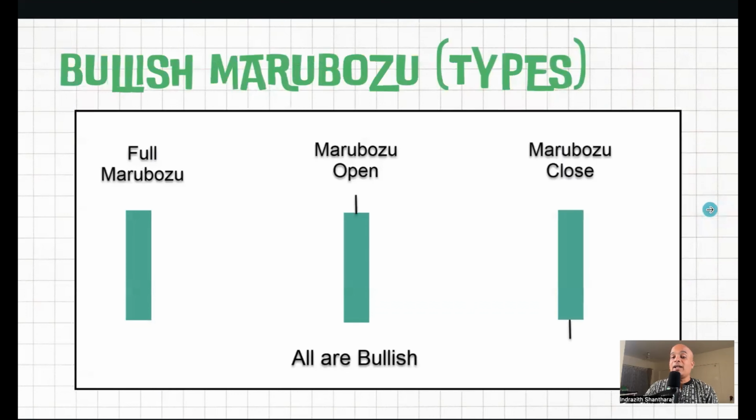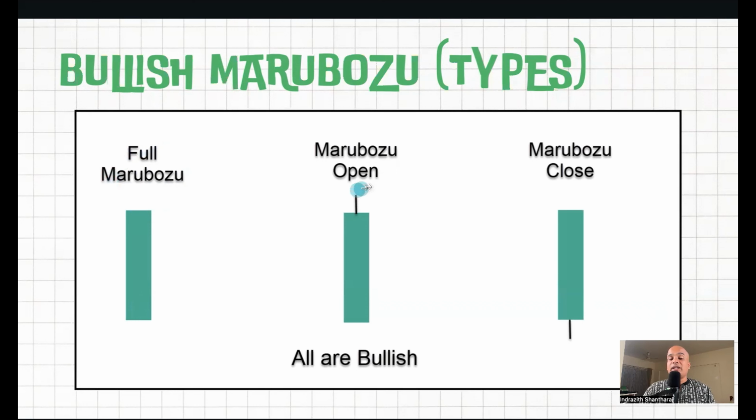Now, there are three types of bullish Marubozu. This is called full Marubozu, in which there will not be any buying wick and there will not be any selling wick. So this is full Marubozu, a powerful bullish Marubozu.